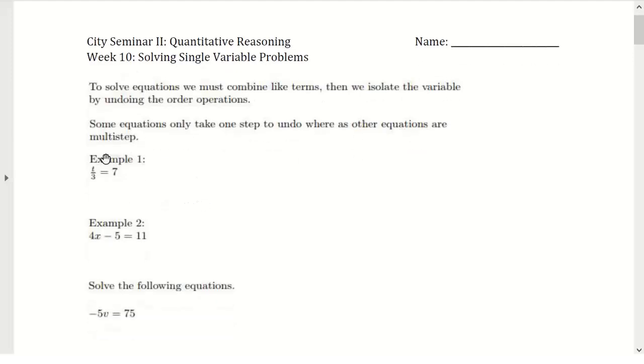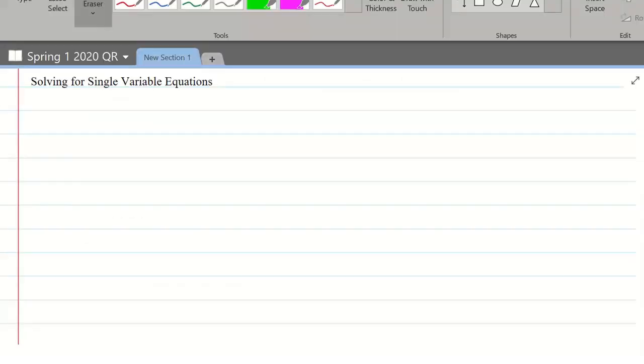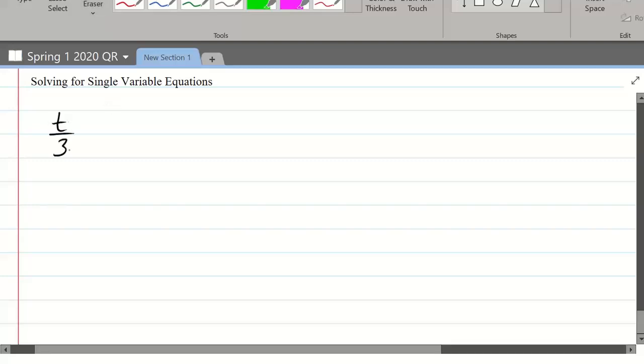For example, the first one, t over 3 equals 7. How would we calculate that? So let's go on our notebook. T divided by 3 equals 7. So our point of interest is this t. We want t. So in order to get t by itself, we have to get rid of this divided by 3 on the bottom. So we have to do the opposite operation. To get rid of the divided by 3, we do times 3. So that gets rid of this.